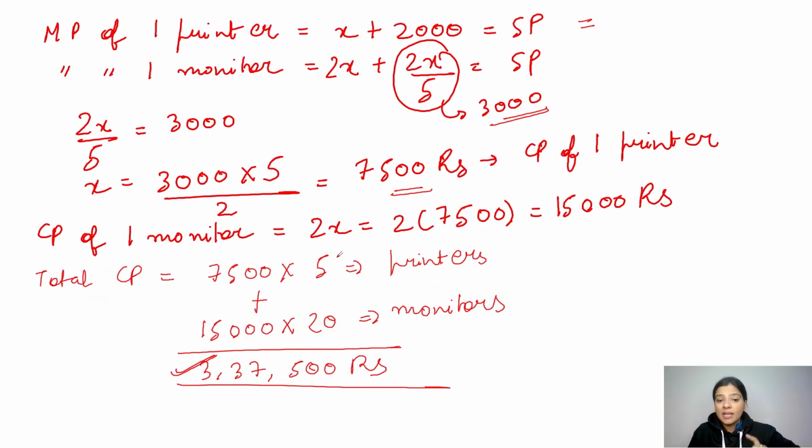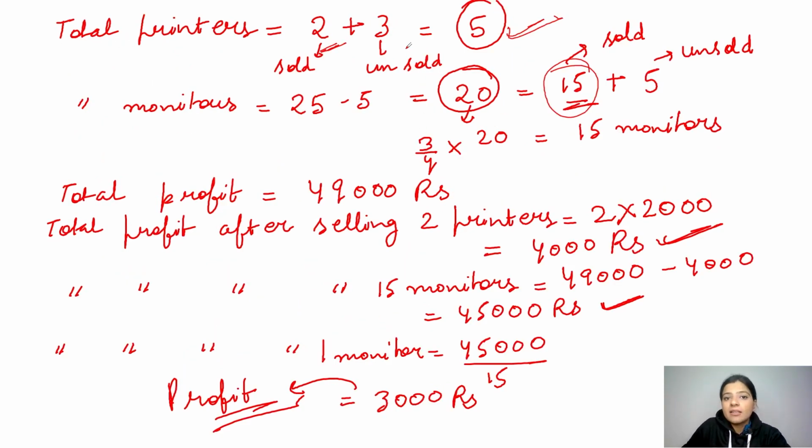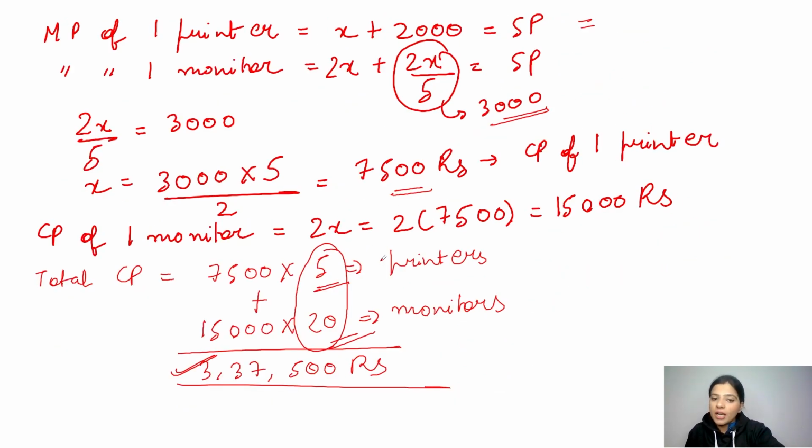Also it's very important to note one thing over here. To calculate the CP, we took into account all the printers and monitors, because when he must have gone to the wholesaler or the company or the distributor to purchase, he had paid for 25 articles in total. That were 5 printers and 20 monitors. But he was not able to sell 3 printers and 5 monitors. So they were left unsold.